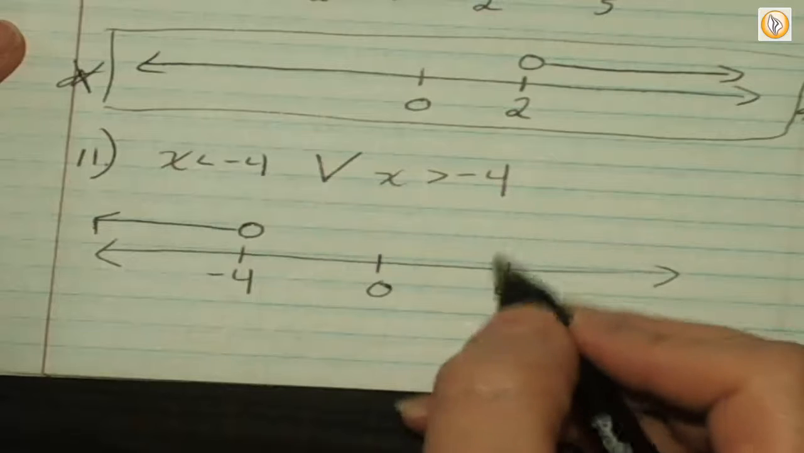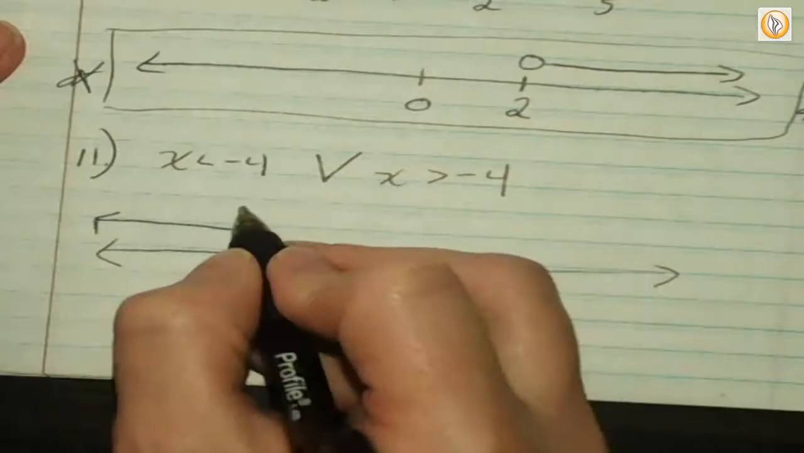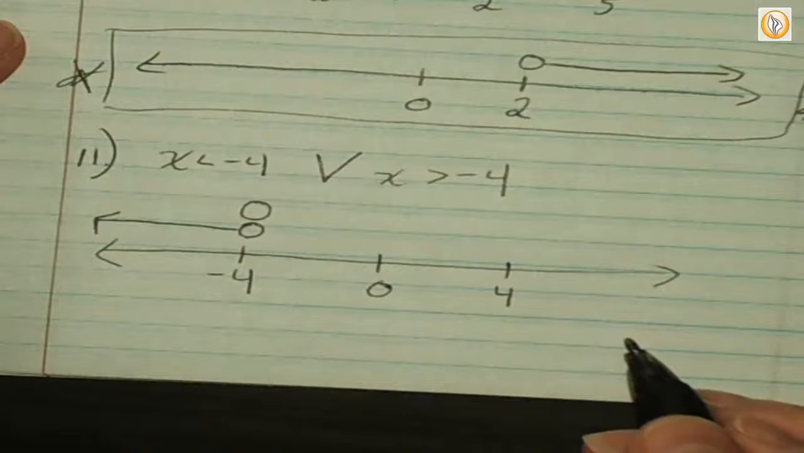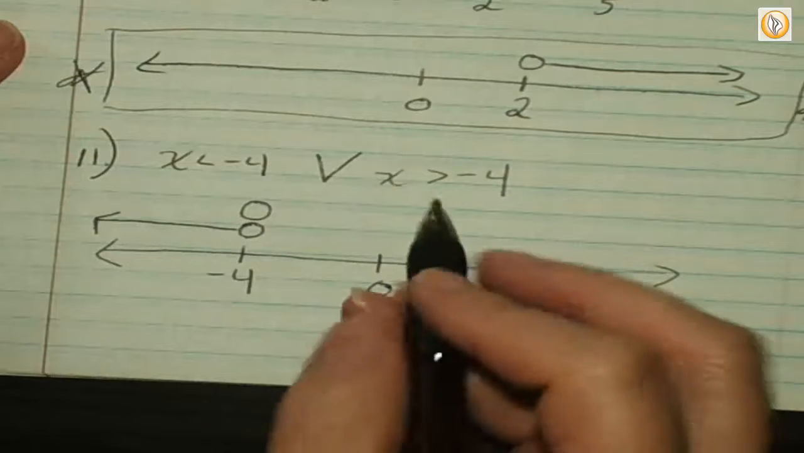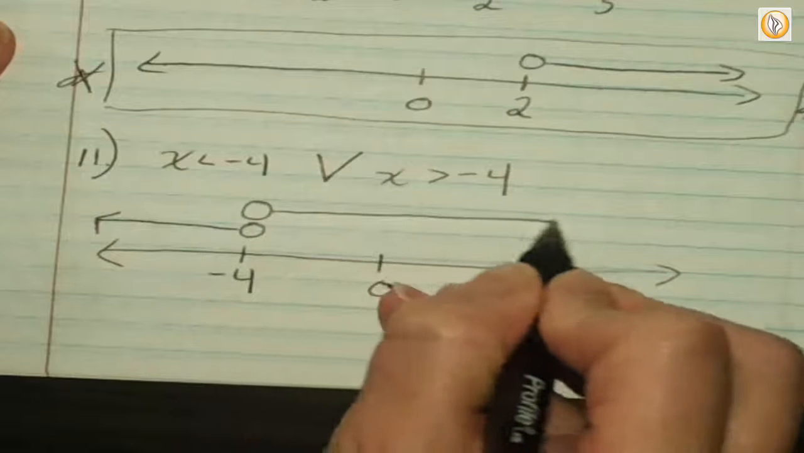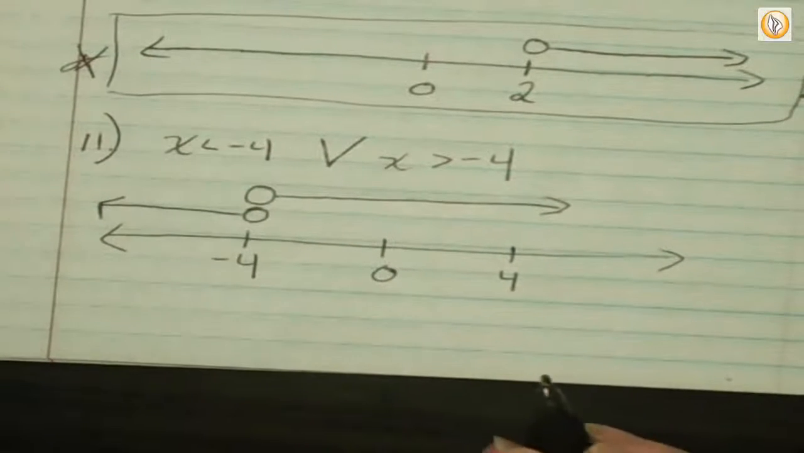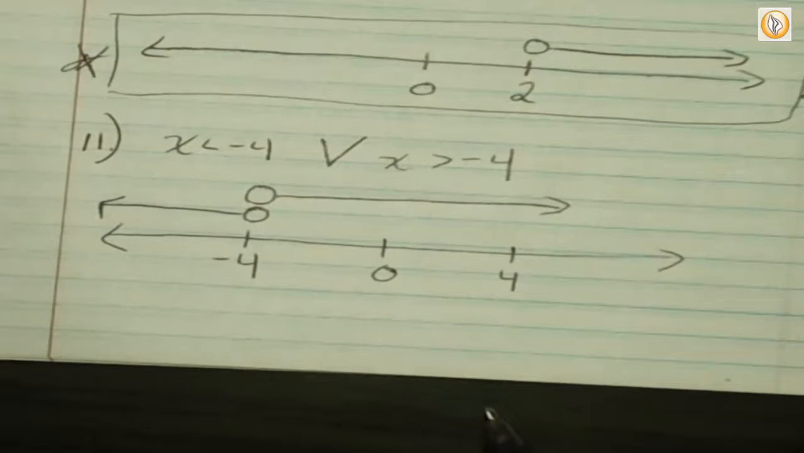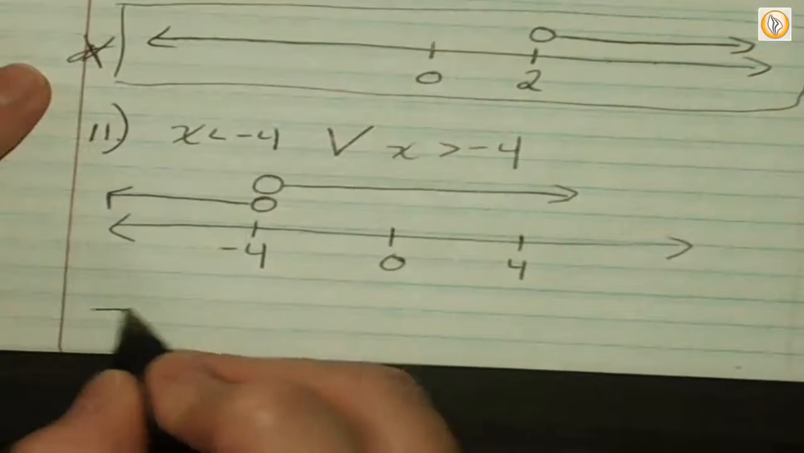Over this +4? Oh, you're correct. Okay, that's greater than, so the arrow's going this way. Now, guys, look. Wouldn't it just be like the whole line except for -4? That's exactly what this would be.